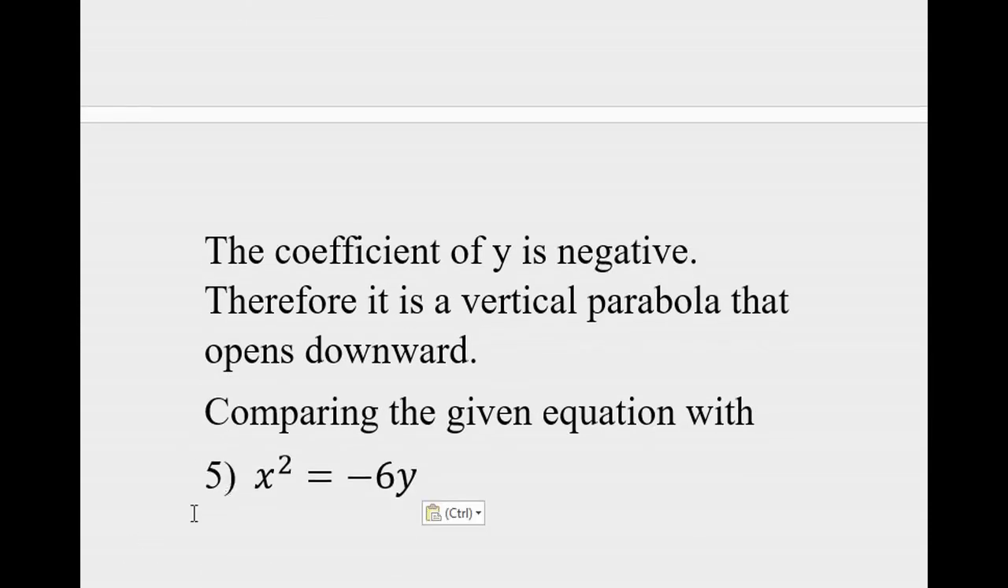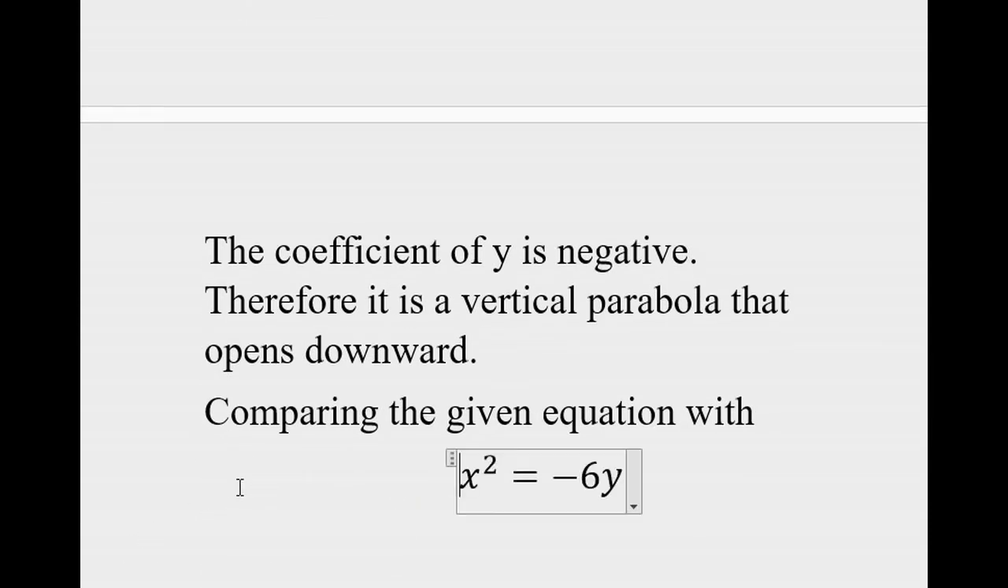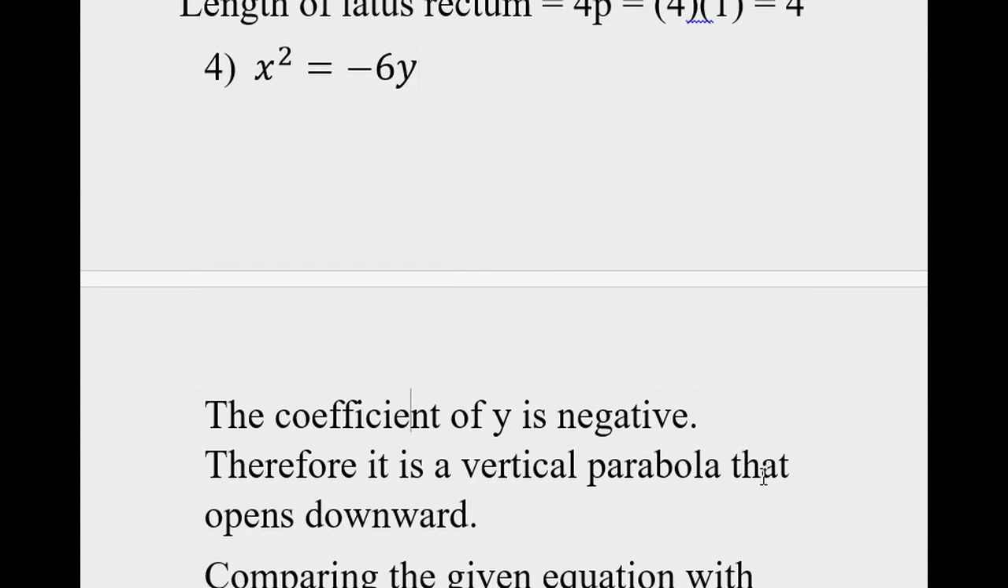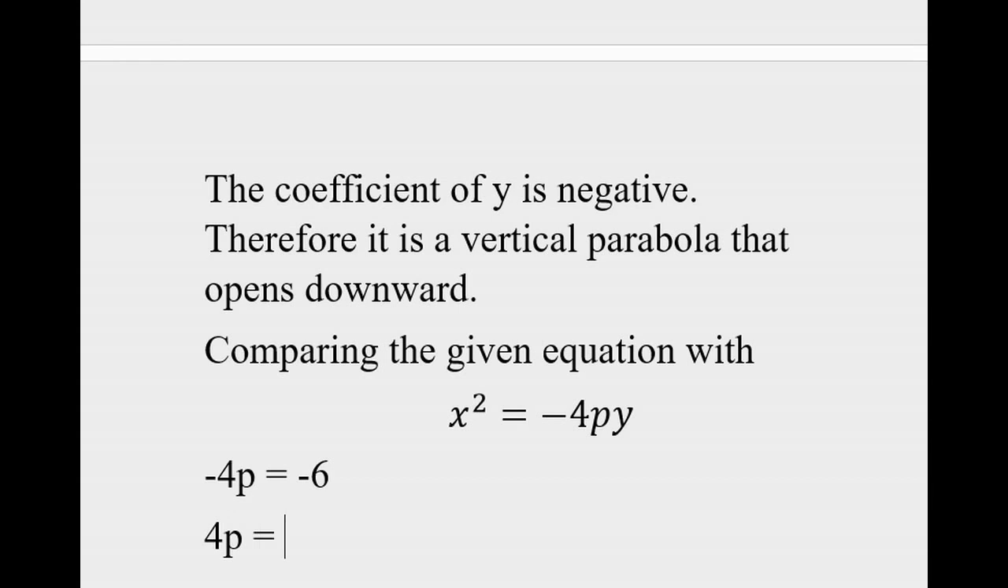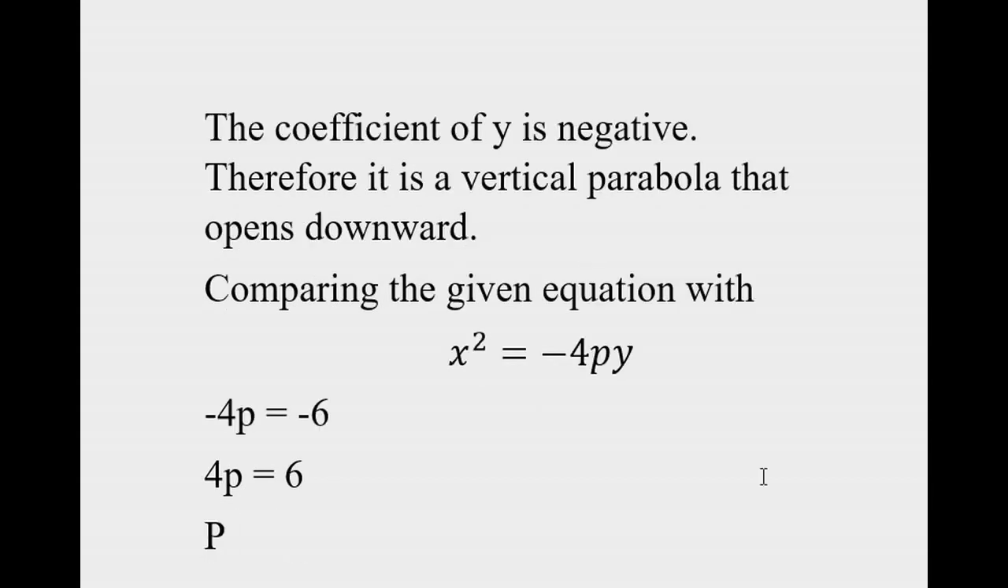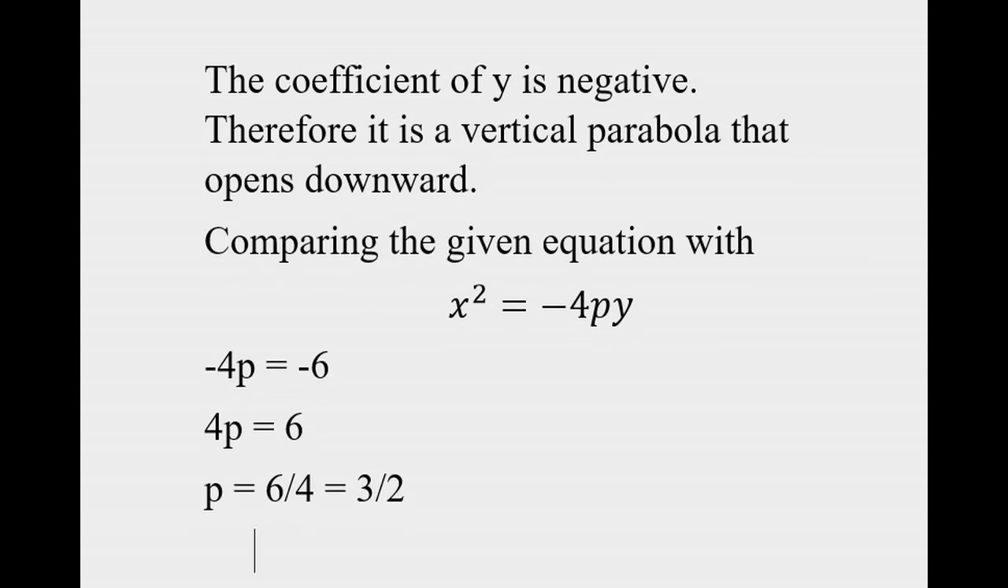Comparing the given equation with x square equals minus 4py. Just replace the coefficient with minus 4p because the coefficient is negative. The given equation is x square equals minus 6y. We are comparing it with x square equals minus 4py. So minus 4p equal to minus 6. 4p equals 6. p equals 6 by 4, that is 3 by 2.